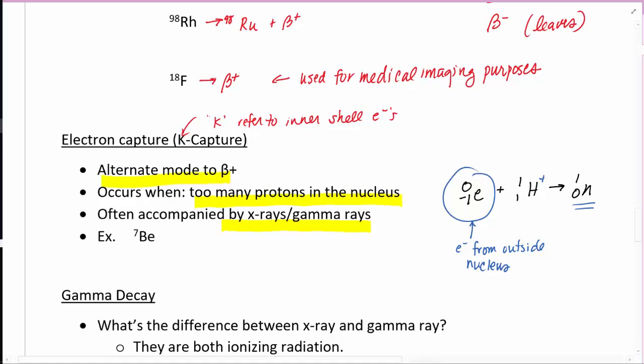So an example might be beryllium 7. Beryllium 7 will capture an electron. So let's write that.